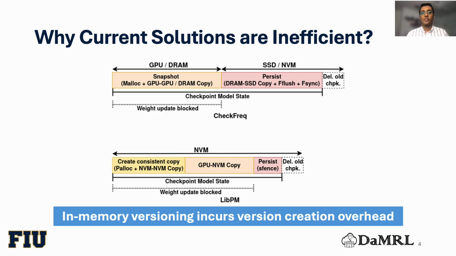Let's start with LibPM, which is a library that offers direct persistence on NVM devices through the memory interface. In LibPM, we can map the neural network on a non-volatile memory device and commit new versions from GPU to NVM through the memory interface. As you can see in the bottom figure, the in-place update requirements of LibPM need to trigger expensive model version creation operations at the beginning of each version creation process, which would increase the snapshot creation time and increase training stalls by blocking the weight update operations.